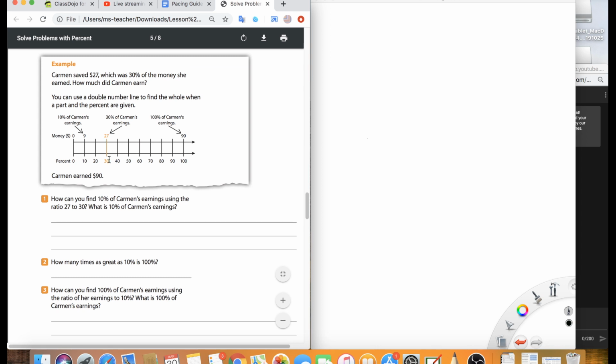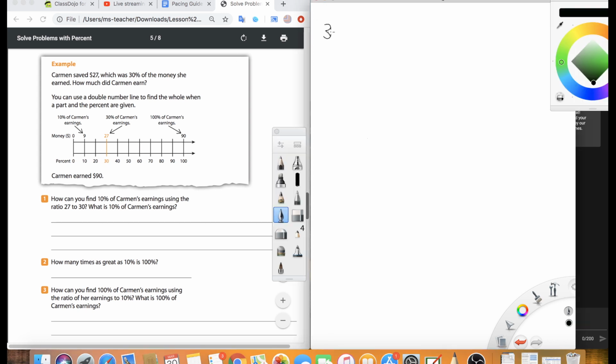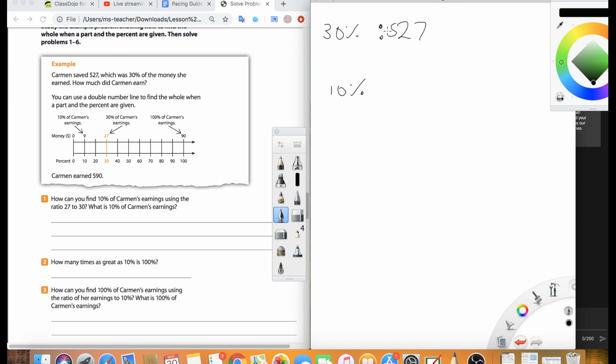Now it's saying, how can you find 10%? So how do you get from 30% to 10%? And this 30% is connected with $27. So this ratio is connected with $27. So right here it's telling you, how can you find 10% of Carmen's earnings using the ratio 27 to 30? So how can I find 10%? How do I get from 30% to 10%?